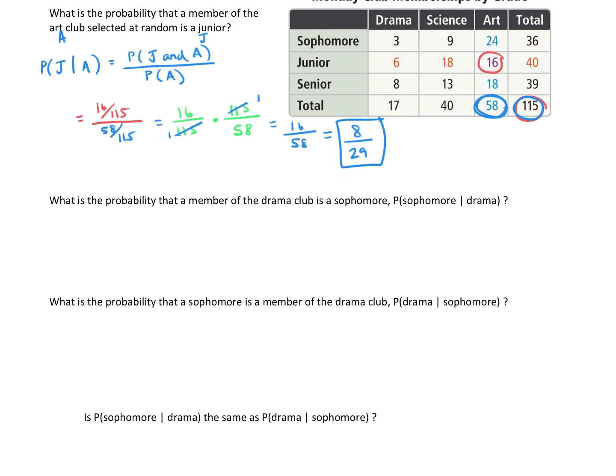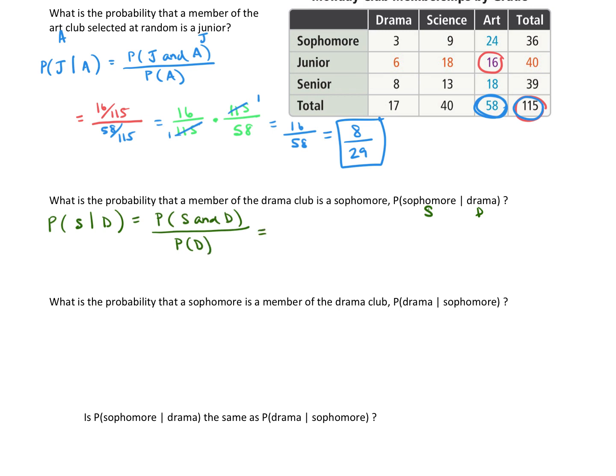All right, next question. What is the probability that a member of the drama club is a sophomore? Here they wrote out the probability that we are choosing a sophomore given that they are in the drama club. I'm going to use an S for sophomore and D for drama club. So the probability of S given D, the probability that we choose a sophomore given that they are in drama club, is equal to the probability that they are a sophomore and in drama club divided by the probability that they are in drama club.